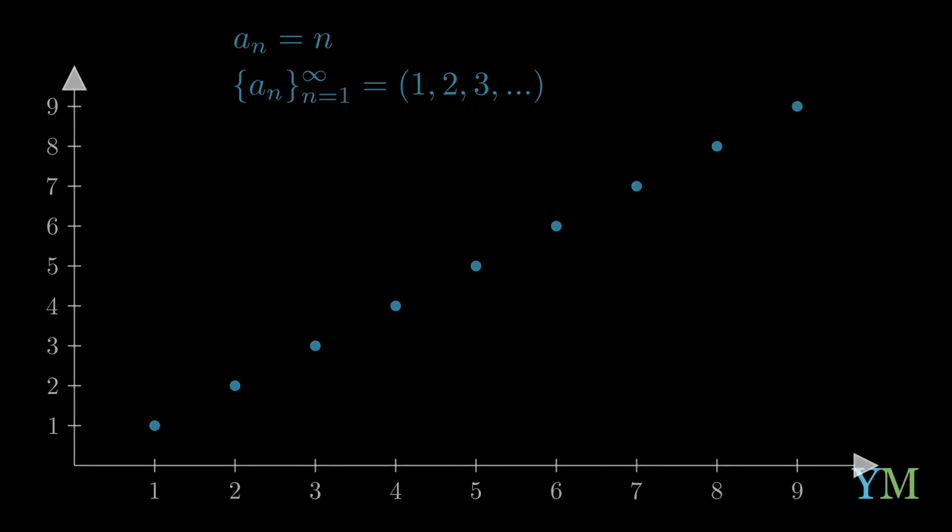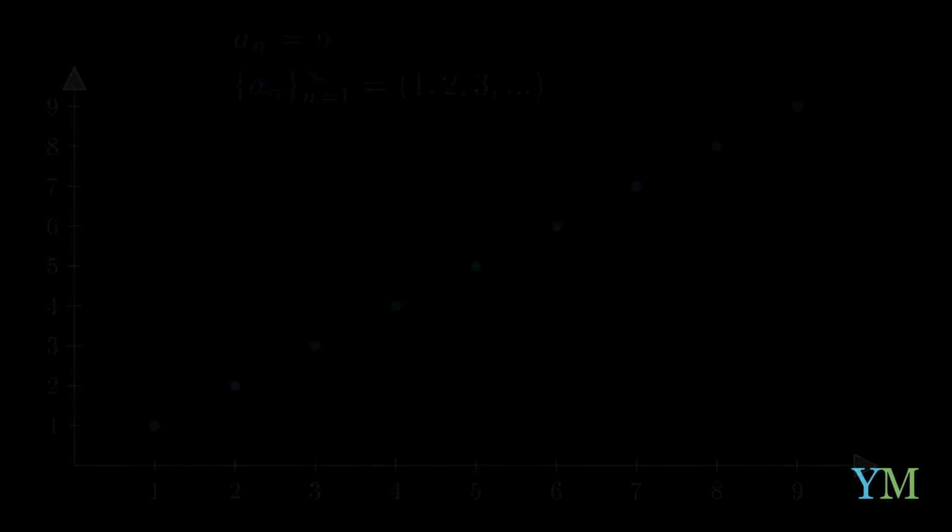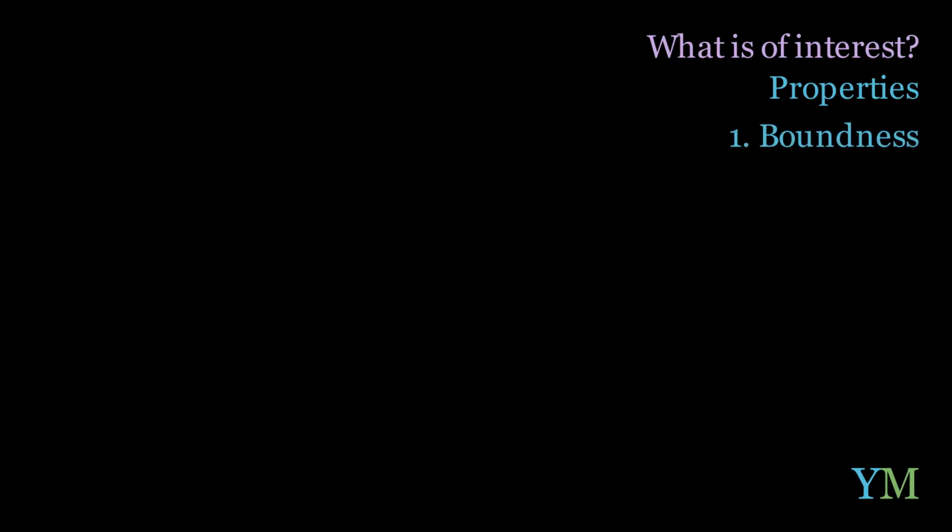Now, after we did this introduction, we can ask ourselves our questions. What would be of interest here? What is interesting about a sequence? Well, the answer is its properties. The first one we're going to deal with is the property of boundedness. We're going to ask ourselves, can we bound the sequence? What does that mean? It means that the values of the sequence can be bounded.